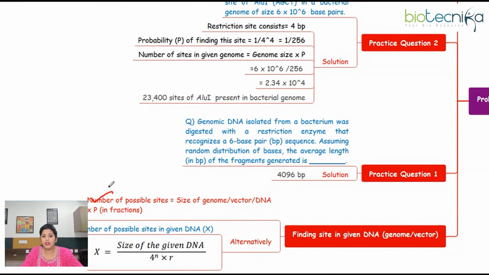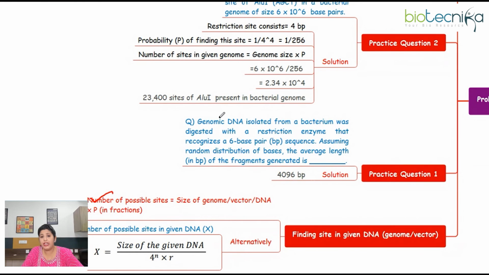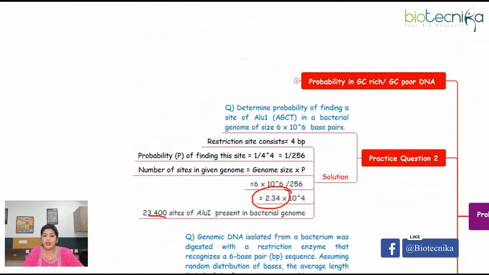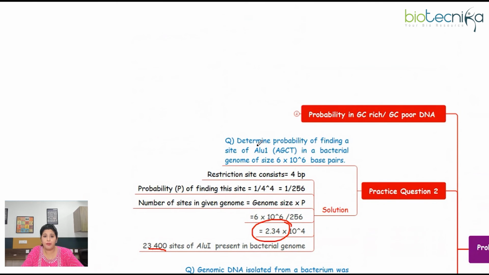If a vector or any other DNA fragment had been mentioned, the formula remains the same. So genome size into P, so it is 6 into 10 raised to power 6 by 256, and on solving you will get 2.34 into 10 raised to power 4. That is 23,400 sites of ALU1 present in the bacterial genome. I'm sure now you understood how to solve such questions based on probability of finding a restriction site, right?